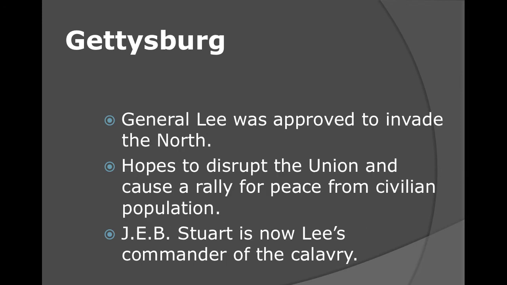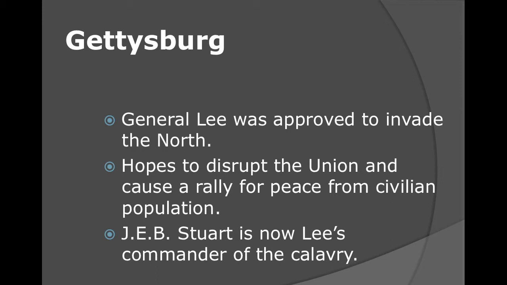Robert E. Lee was approved to invade the North in the summer of 1863, so he moves out of Virginia and moves into Pennsylvania. They thought that if they took the war to the North, and terrorized maybe the population in Pennsylvania, that Abraham Lincoln would try to find maybe a peace treaty or something.